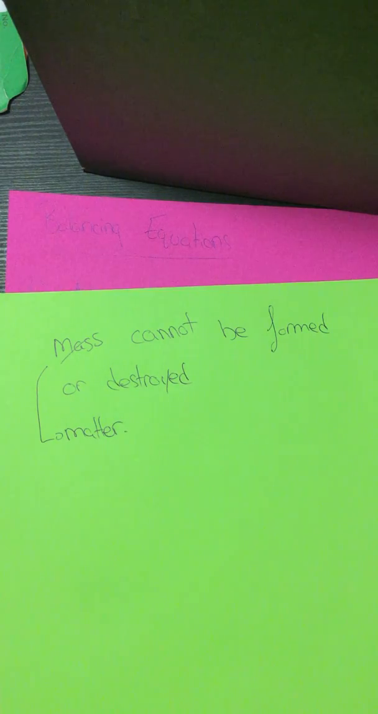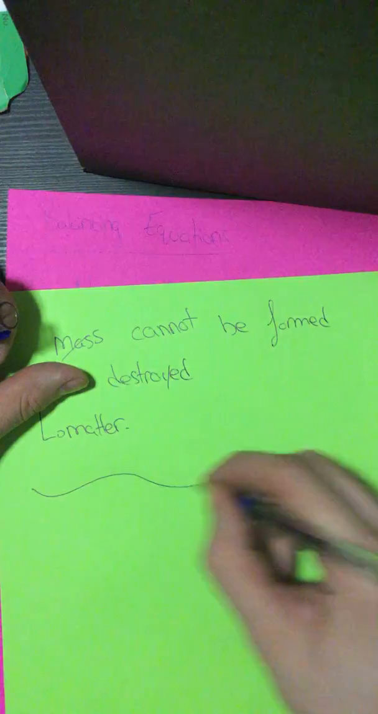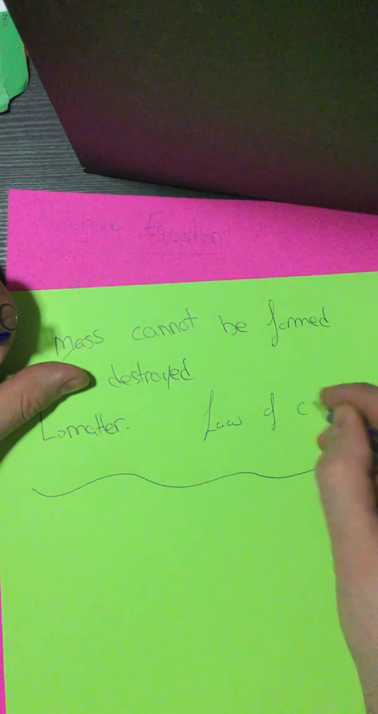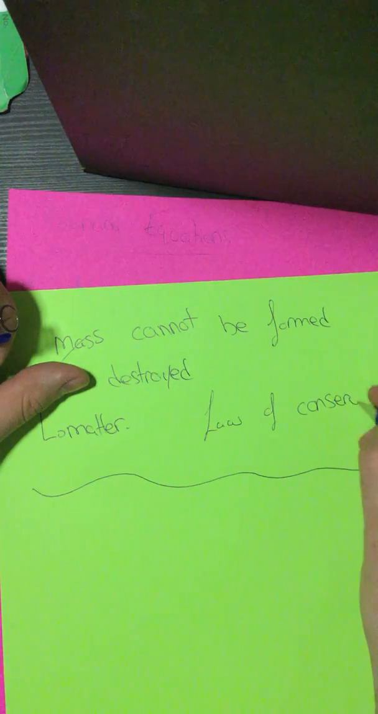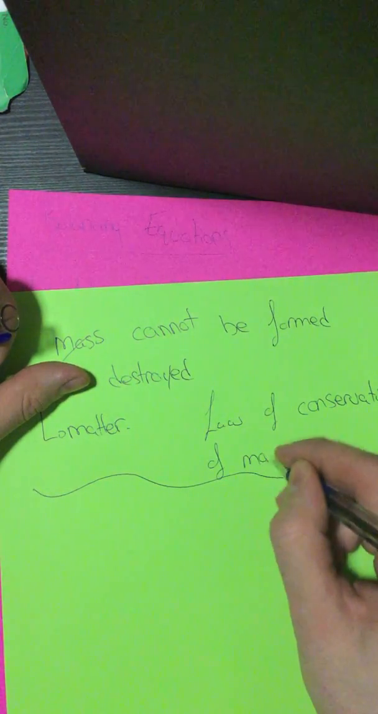Rather, we can change its form, we can change its state, but I can't somehow end up with more matter than I started with. So when I look at balancing an equation, I need to make sure that I am not gaining or losing any particular atoms. So keep this in mind at all times. This is the law of conservation of matter.